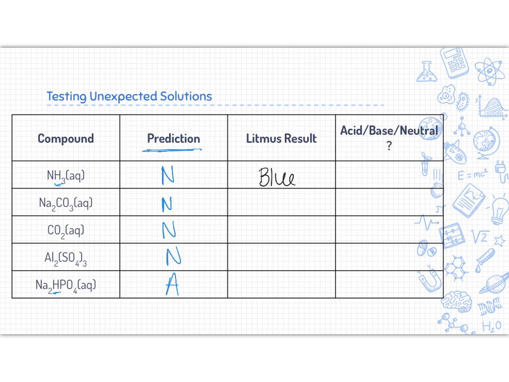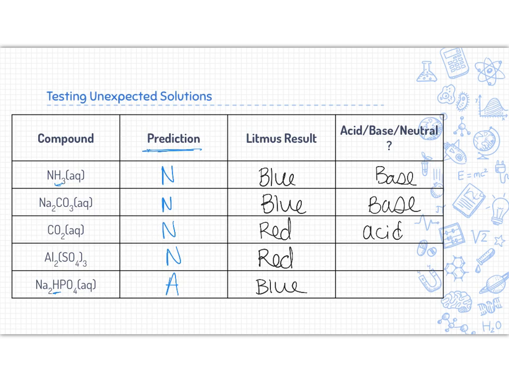And what we're going to see is that this one is blue. This one is blue. This one is red. This one is red. And NaHPO4 is blue. So this would imply that NH3 is a base. Na2CO3 is also a base. CO2 is an acid in water. Aluminum sulfate is an acid in water. And Na2HPO4 is a base in water. And none of these were what we predicted.